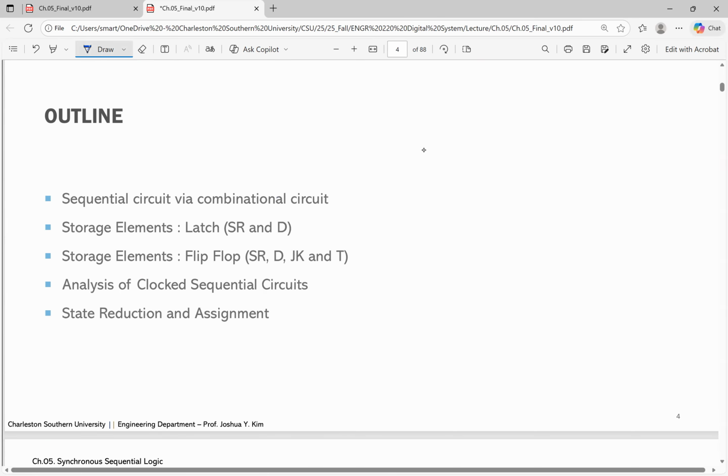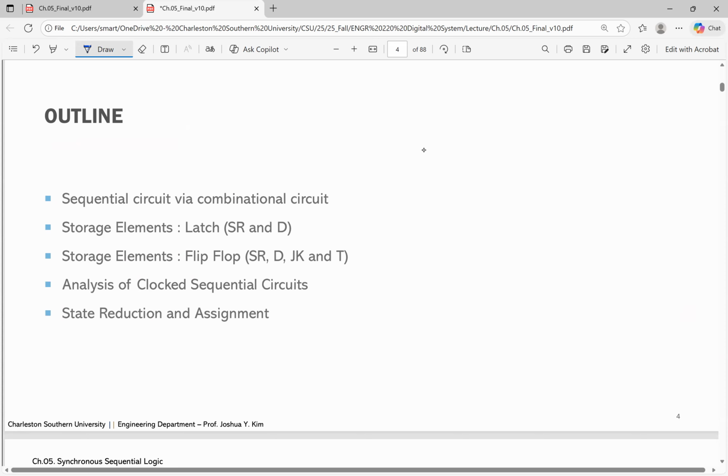This is the outline: the concepts, sequential circuit compared to combinational circuit. Then we learn about asynchronous and synchronous sequential circuits. We have two different types of storage element: one is the latch, the other one is the flip-flop. The main difference is the clock. For the latch, we learn about SR and D, which you have to study. For flip-flops, we learn about SR, D, JK, and T.